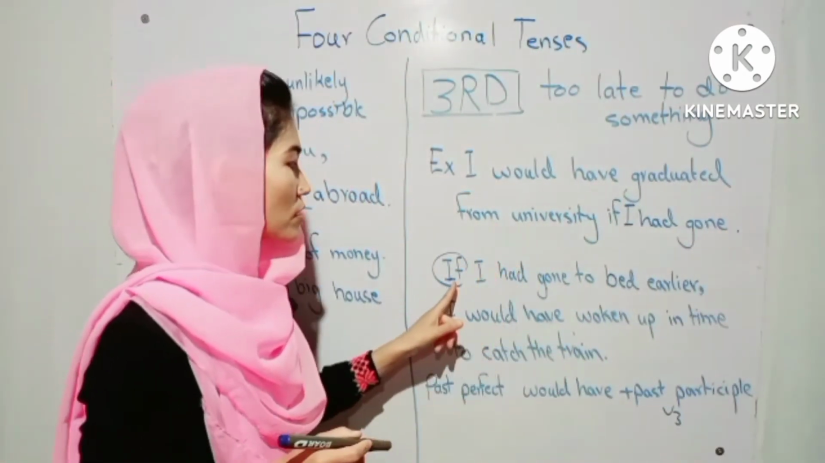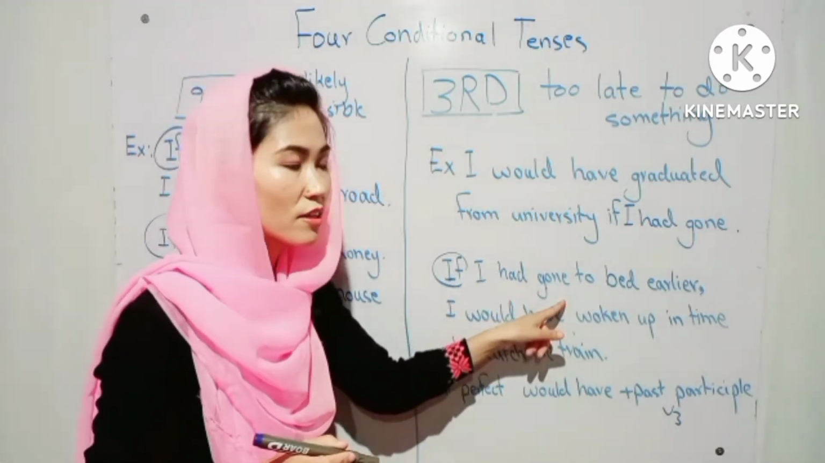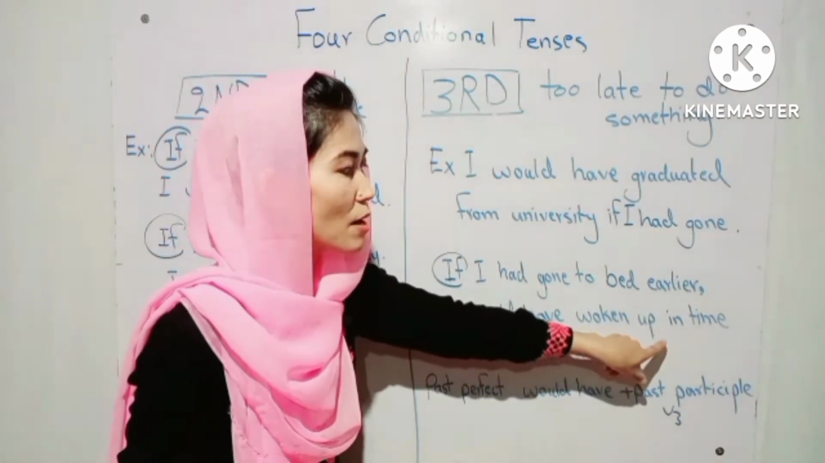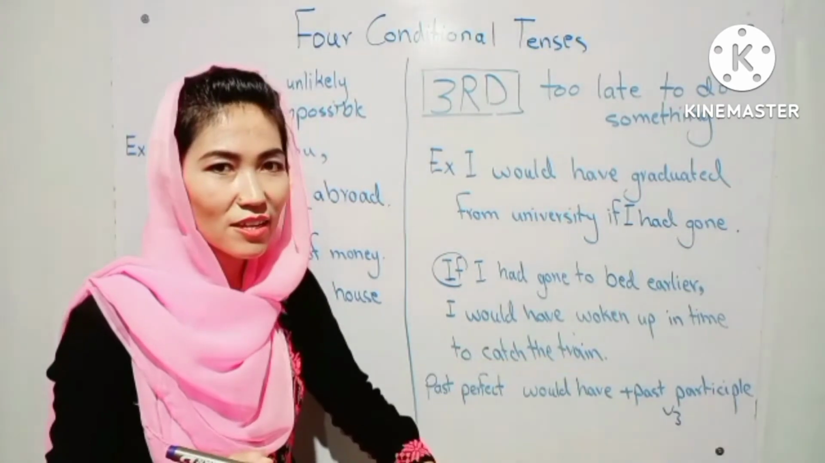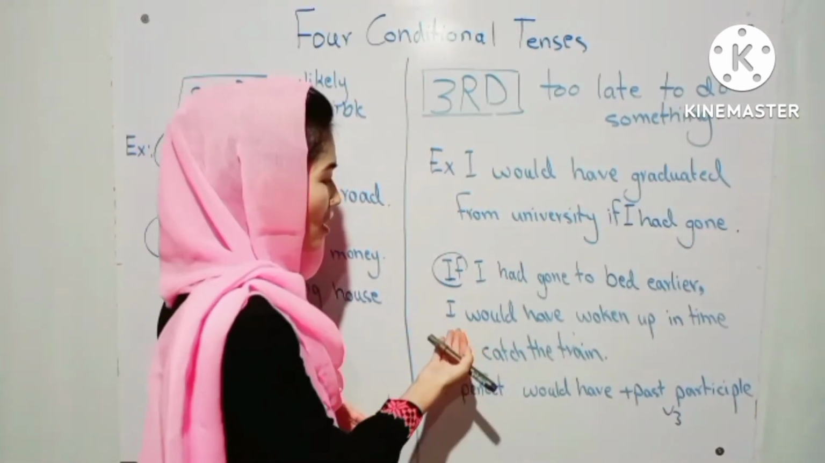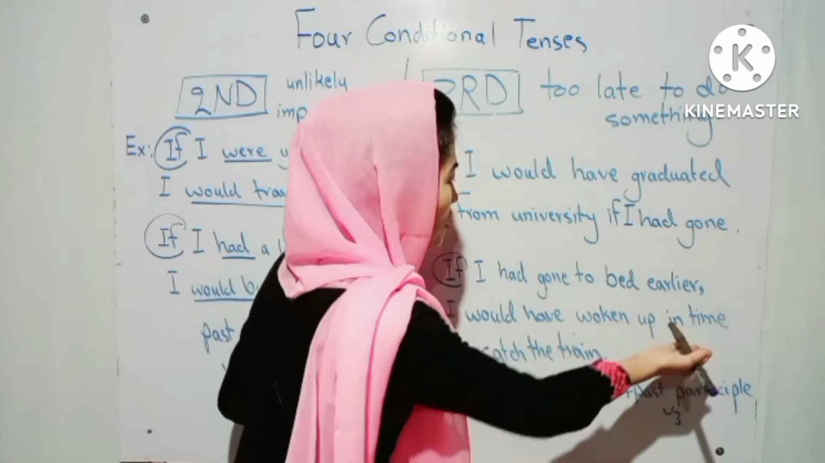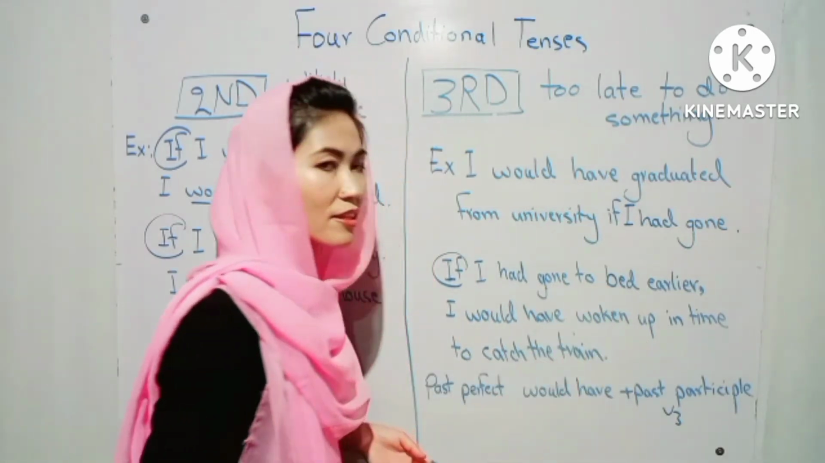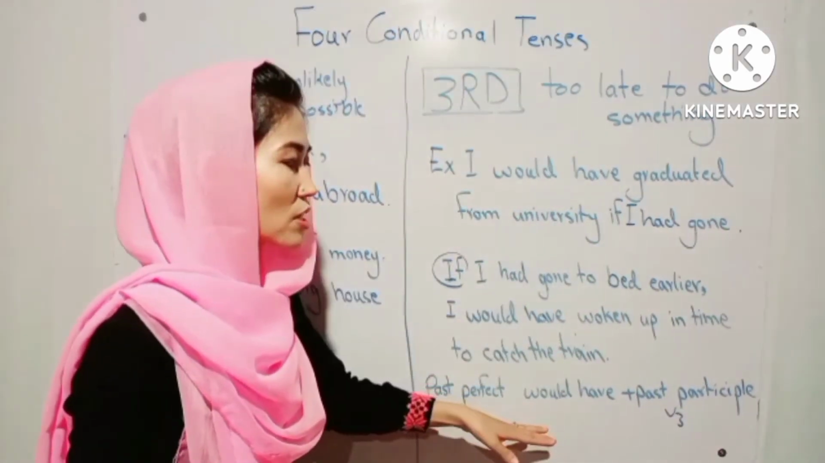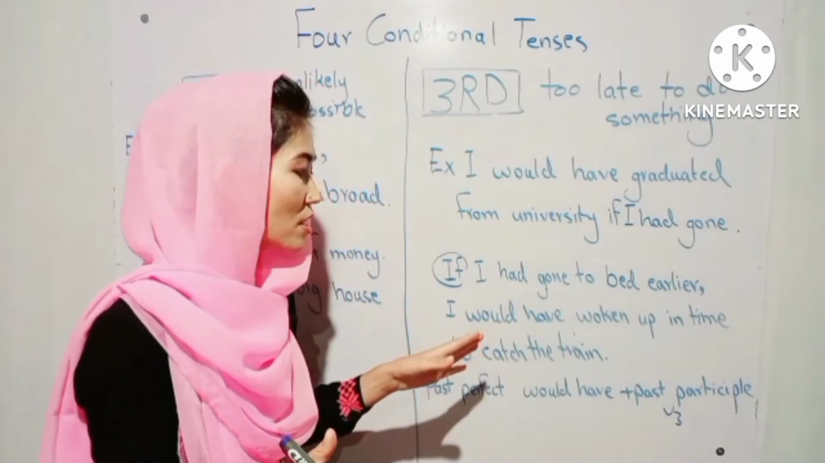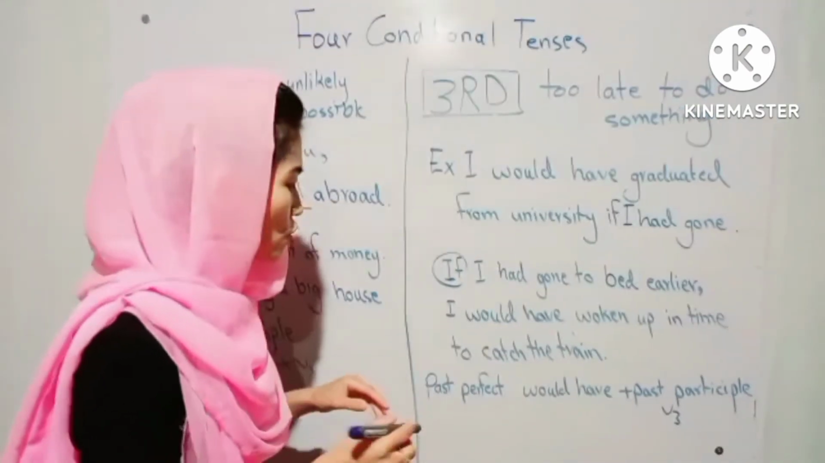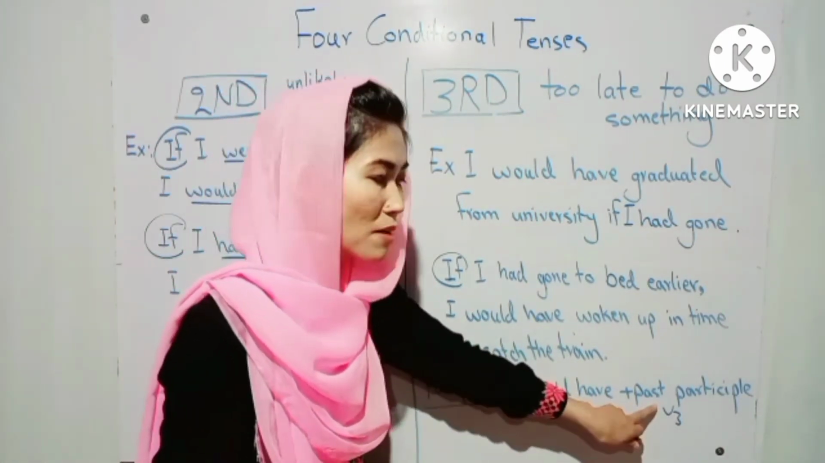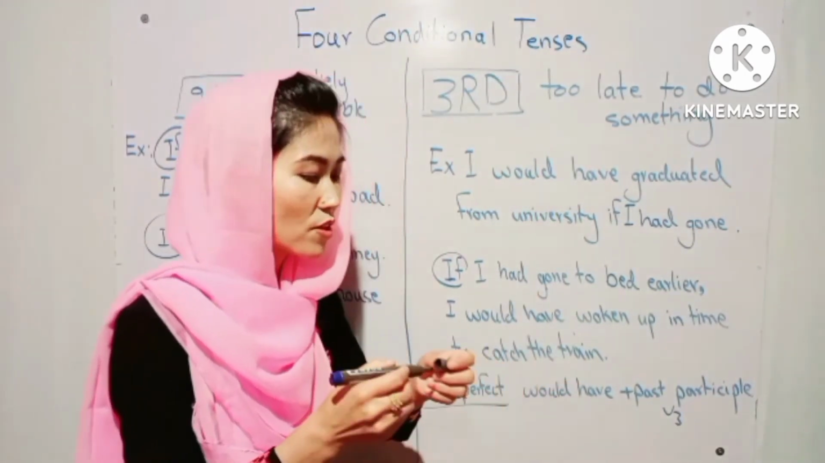Okay, so the next, if I had gone to bed earlier, I would have woken up in time to catch the train. Or you can say, I would have woken up in time to catch the train if I had gone to bed earlier. So, in third conditional, it's not possible for something to happen. It's too late, and we use the past perfect with would have plus past participle or third form of the verb.